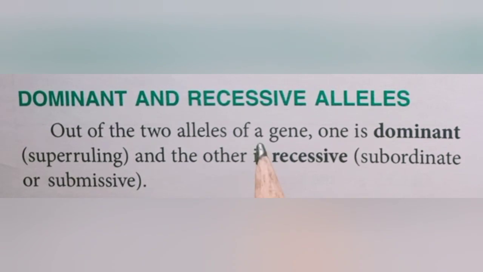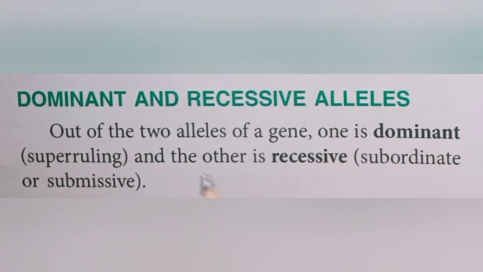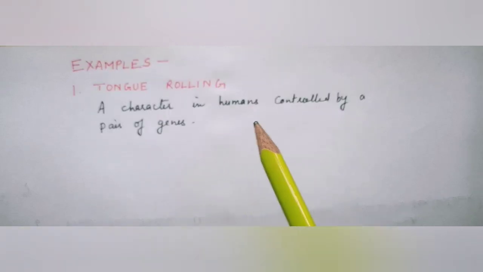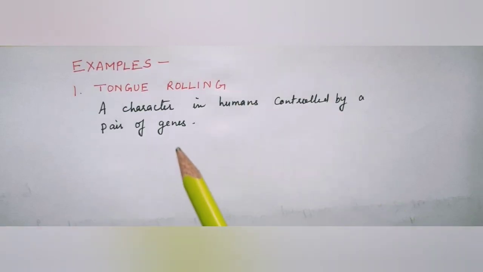Out of the two alleles of a gene, one is dominant or the superruling, and the other is called recessive or the subordinate or the submissive gene. Now we will consider one example, tongue rolling, which is a character in humans controlled by a pair of genes.